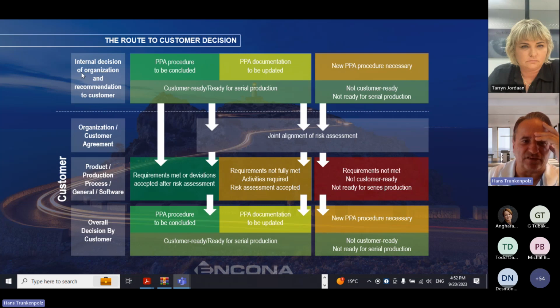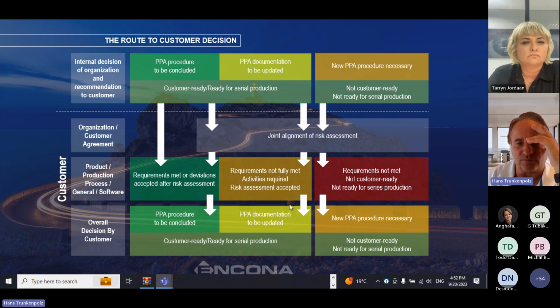And this is where the customer comes to the party. Remember, this is the last portion of the internal decision that I just showed you. And then you have this joint alignment of risk assessment. This is where you really have to present the risk assessment and your decision as to why you feel you want to have it concluded, or to be updated, or a new PPAP agreement. And when you're happy, when they are happy, the customer brings that forward and carries it to a conclusion. Same thing with note 3 and same thing with note 6.